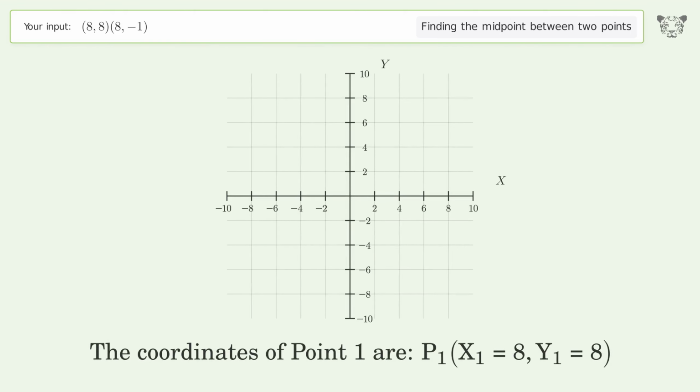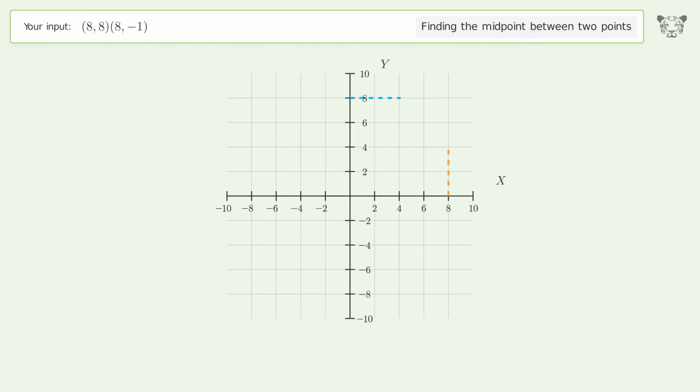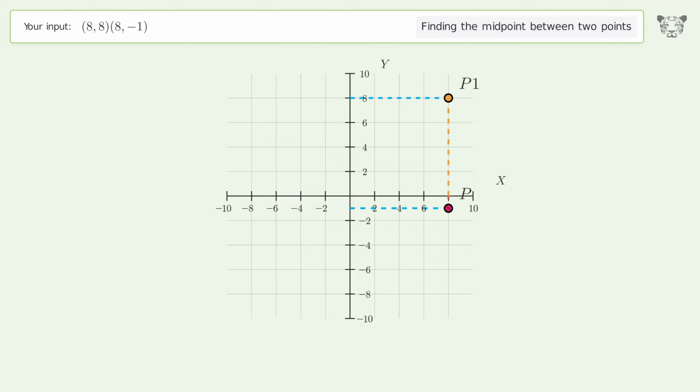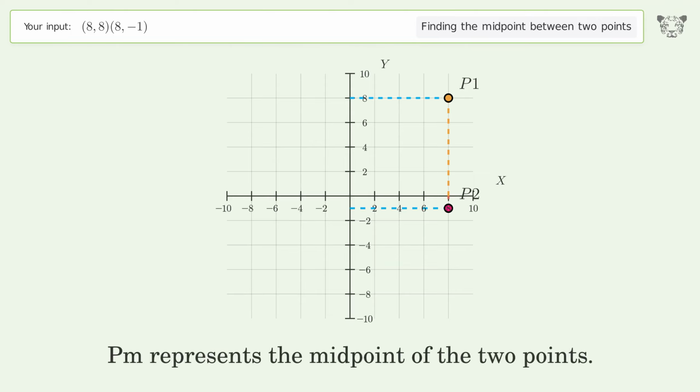The coordinates of point 1 are x1 equals 8, y1 equals 8. The coordinates of point 2 are x2 equals 8, y2 equals -1. PM represents the midpoint of the 2 points.